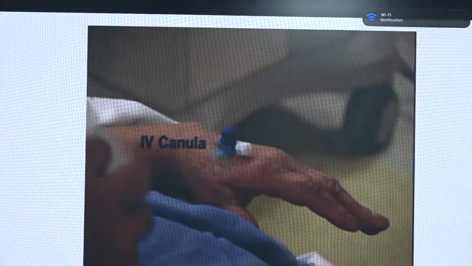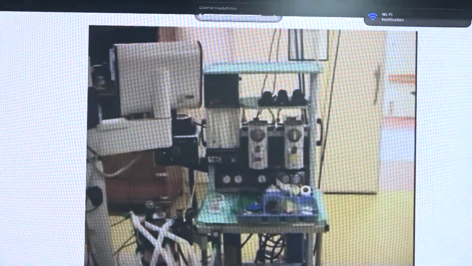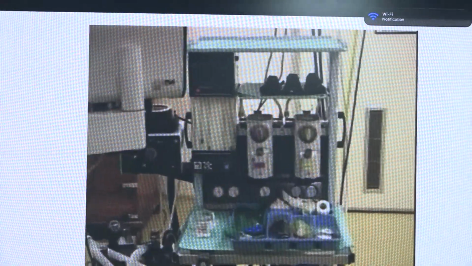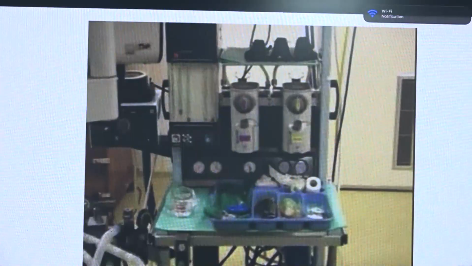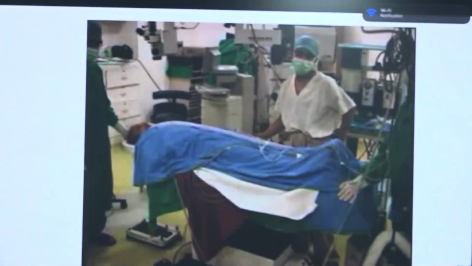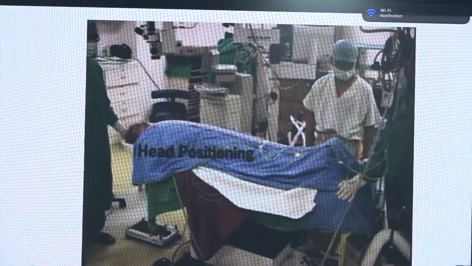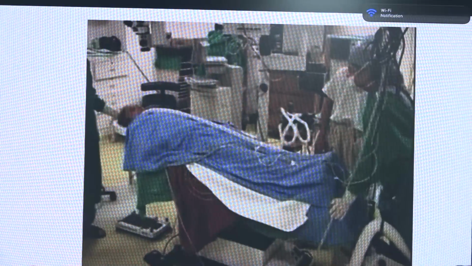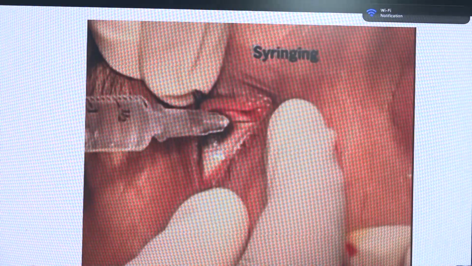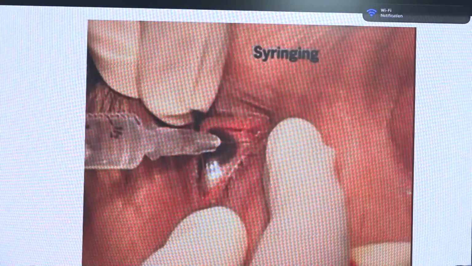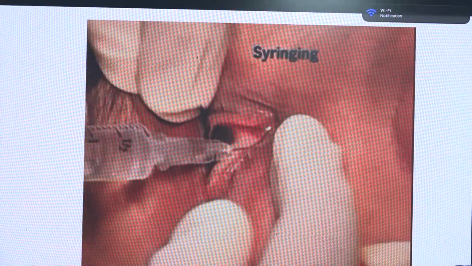An intravenous cannulation is done, analgesia and sedation is given, and monitoring by an anesthetist is helpful. The head end is elevated in order to minimize bleeding during the surgical procedure. A syringing is carried out to extrude out the infected contents of the sac.